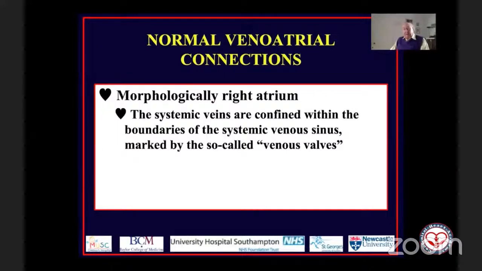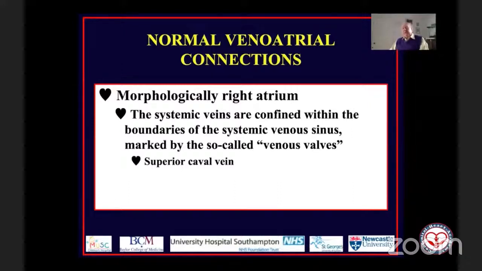Not only do they come back to the morphologically right atrium, but as they enter the morphologically right atrium, they are confined within the boundaries of the systemic venous sinus. And that's also an important point because we now know that we can recognize the boundaries of the systemic venous sinus by the presence of the so-called venous valves. Having identified the venous valves, not all of the venous valves are seen, but Diane is going to show you that you can see them with increasing frequency in the congenitally malformed heart if you know what you're looking for.